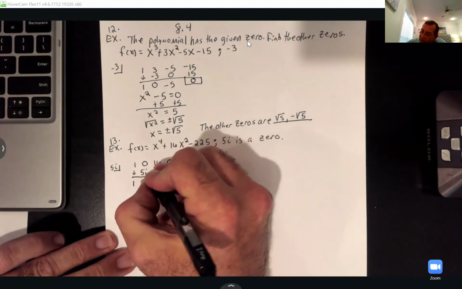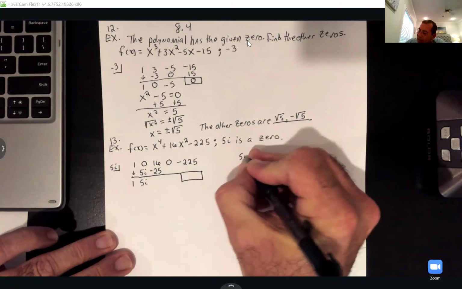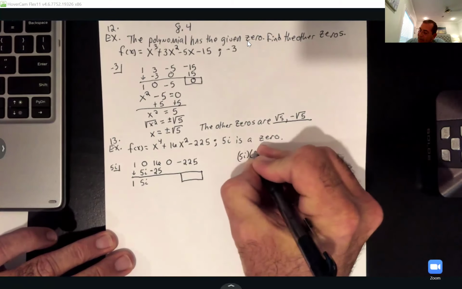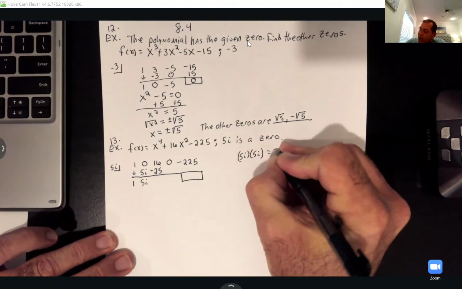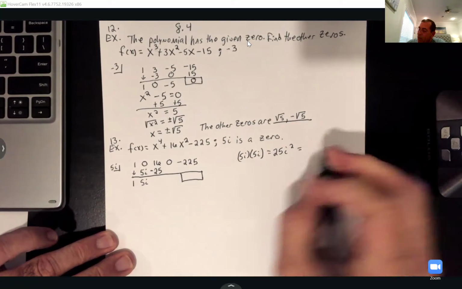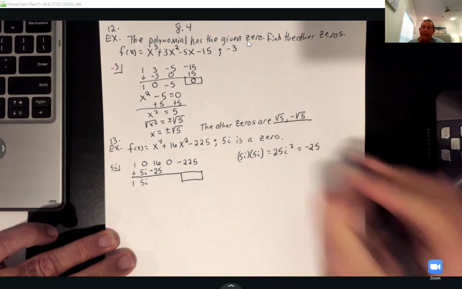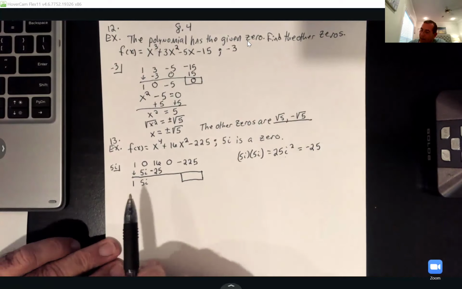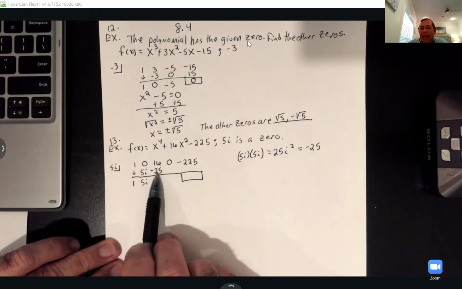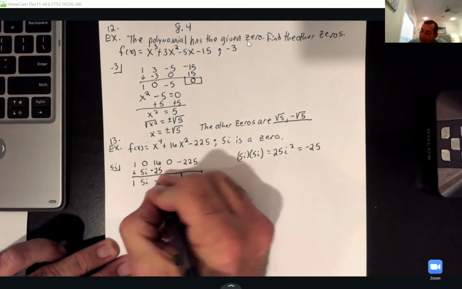Oh, I meant negative 25, right? Because 5i times 5i is 25i². So let me show you. 5i times 5i is 25i². But remember, the i² is negative 1, so that makes that a negative 25. All righty. Negative 25 and 16 give us a negative 9.